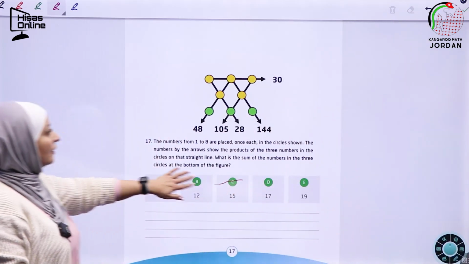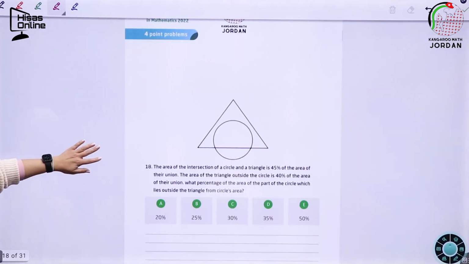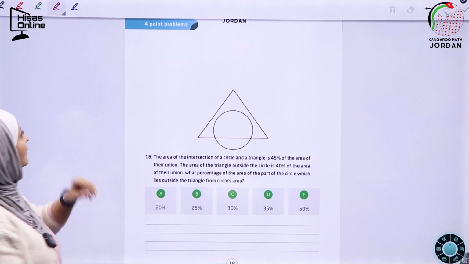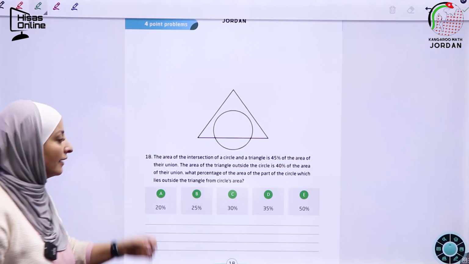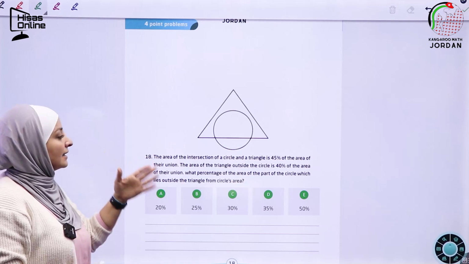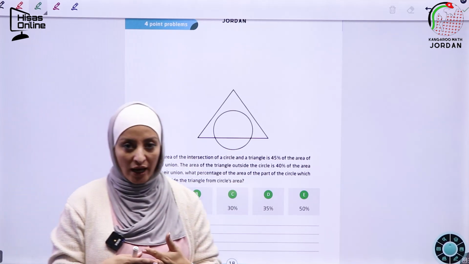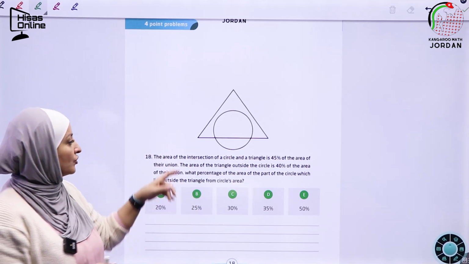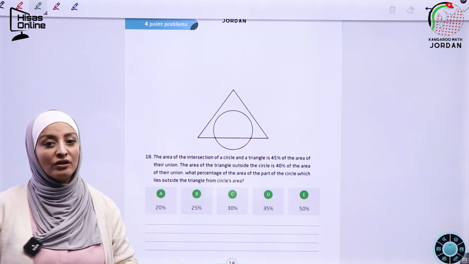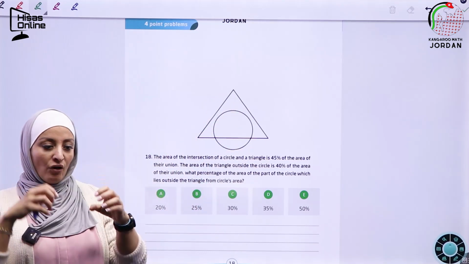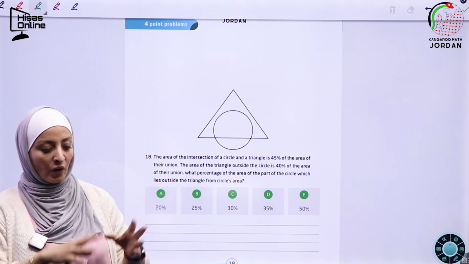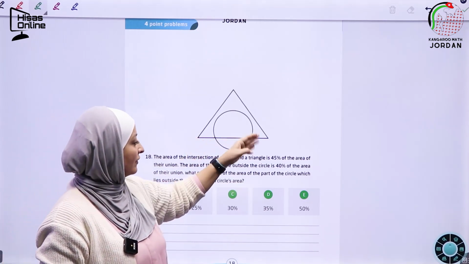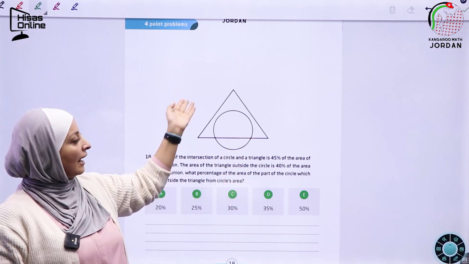Let's keep moving with 4 points problems. And this is really a good one. I need you to have a look at it. This is a combined shape, and it has 2 shapes, which are the triangle and the circle, but they are not almost inside each other. So I have some part of a circle that is out, and so on.